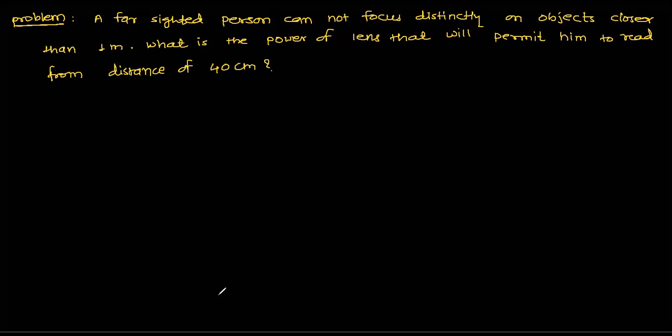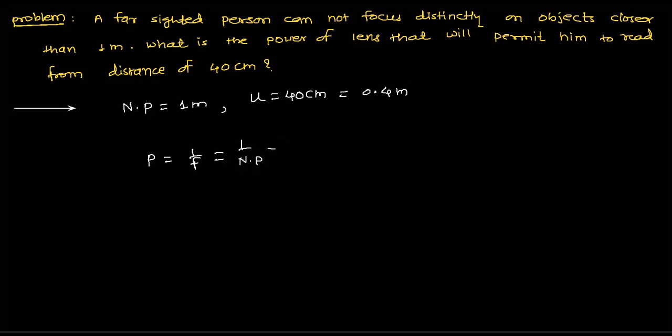Okay, like this they have asked the question. As you know, a far-sighted person means what? Hypermetropic eye. Hypermetropic eye means definitely you have to use a convex lens. So here I am directly writing now, near point is equal to what here? 1 meter. Okay. And U is what now? 40 centimeter, so this will become 0.4 meter. So you know the formula: P is equal to 1 by F, which is equal to 1 by near point minus 1 by U, the object distance.